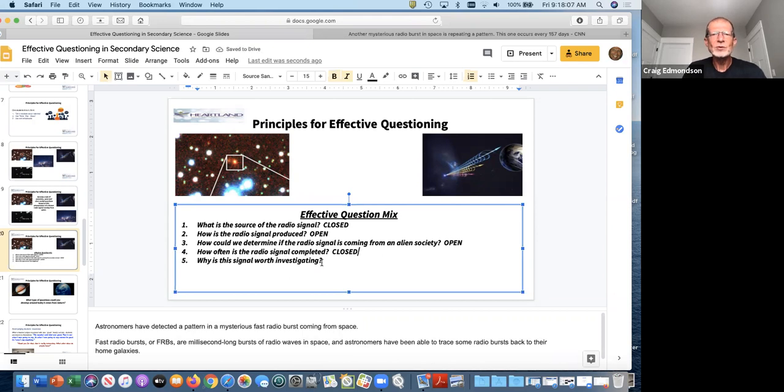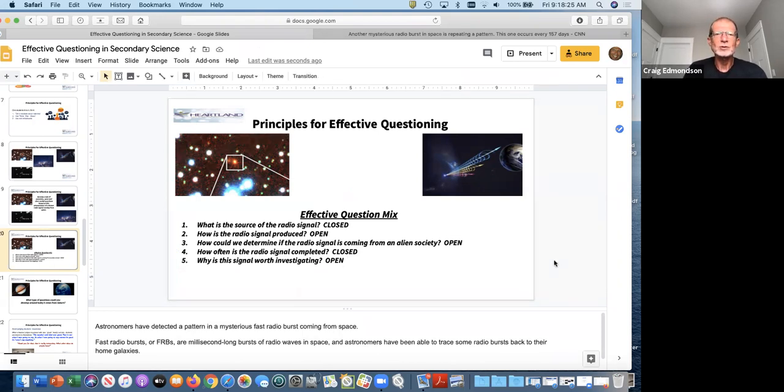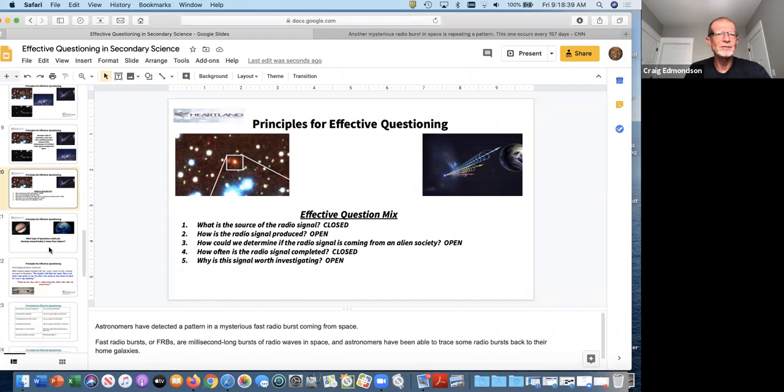And why is this signal worth investigating? Definitely open, because again, it's calling for you to process information, apply what you already know, apply the facts that were given, and come up with a logical conclusion that's debatable and open to a discussion. Okay. So as you put your questions together, it should be a mixture of closed and open-ended questions related to the topic at hand. I just wanted to provide an example of that this morning.